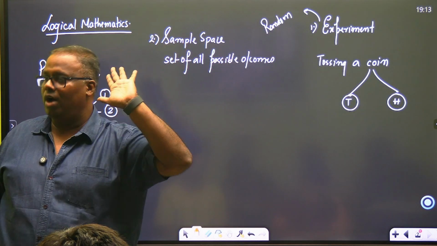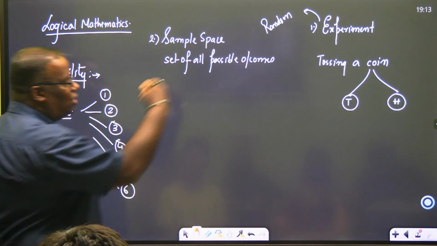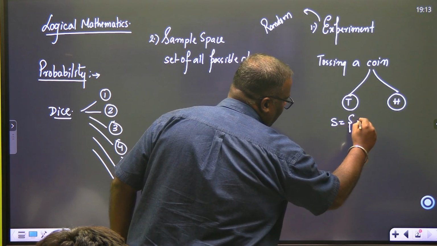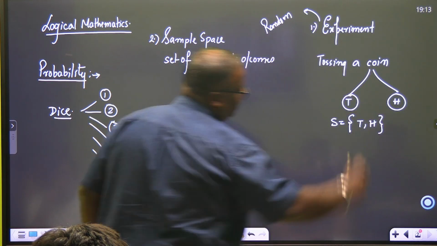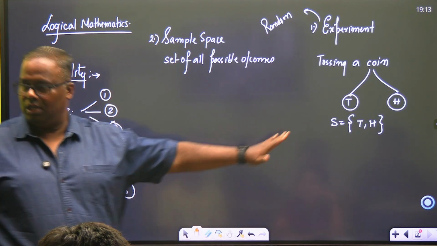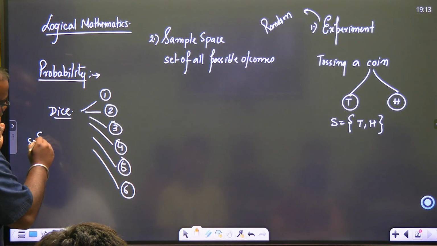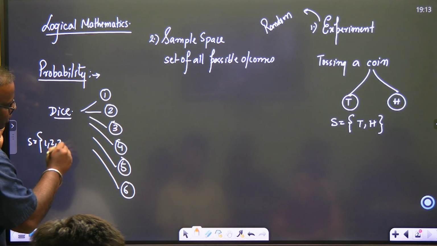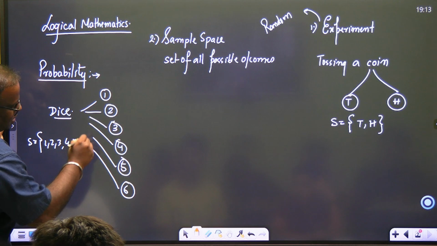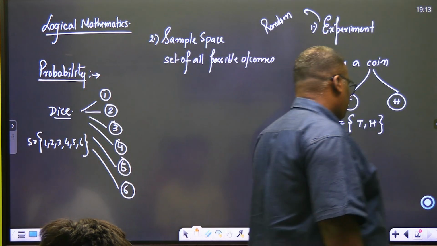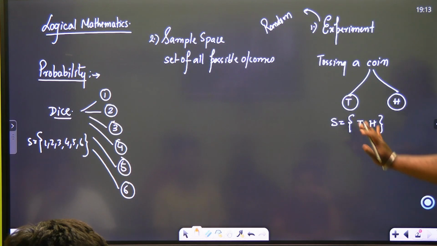Is it clear? So if you toss a coin, the sample space is denoted by S. We will say that I can either get a head or I can get a tail. Clear? If you throw a dice, my sample space will be that I can either get a 1 or a 2 or a 3 or a 4 or a 5 or a 6. Is this understood? Very good. Any questions so far? Okay.